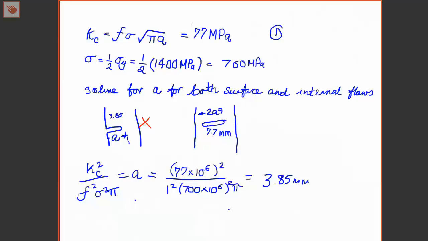However, assuming it works equally well for internal flaws, it can detect any flaws bigger than 7.7. So an internal flaw of 7.7 will cause cracking. If it's smaller than that, it will be okay. So our detection method will work for internal flaws, but for flaws at the surface, it's not good enough to detect cracks between 3.85 and 4. So we have to find another method to test these samples to ensure that they will work in operation or in service.